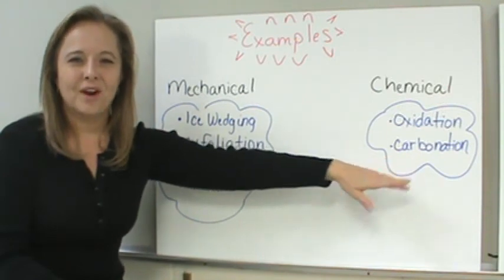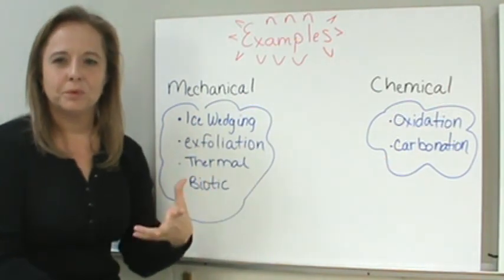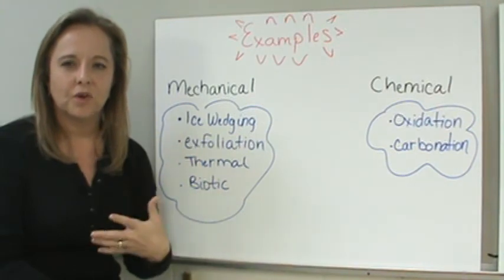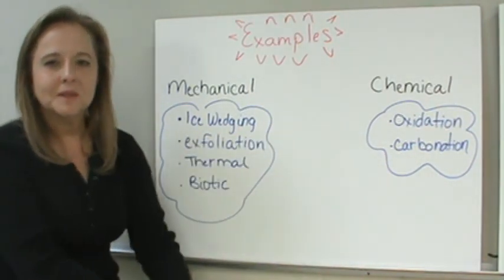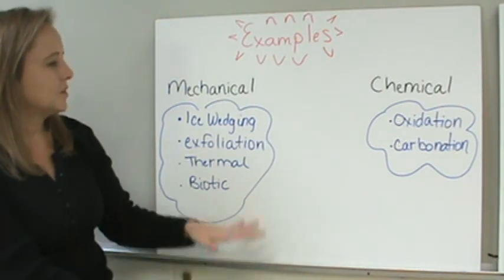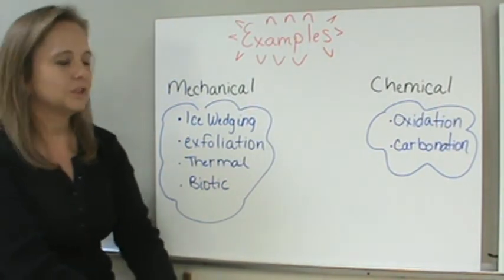Agents like acid rain, where the rain clouds fall through air pollution and cause acid rain, carbonic acid. So, those are our examples. Make sure you have them written down.